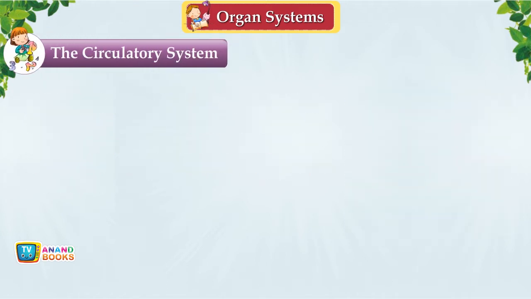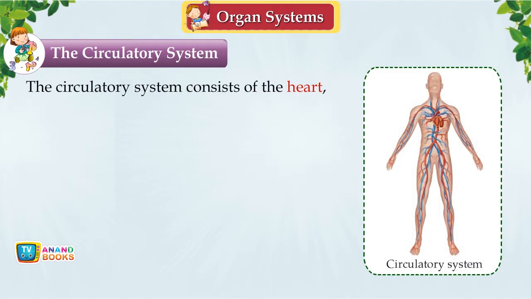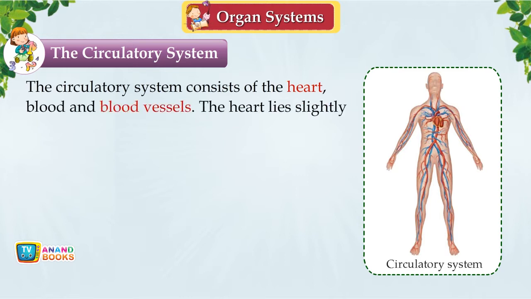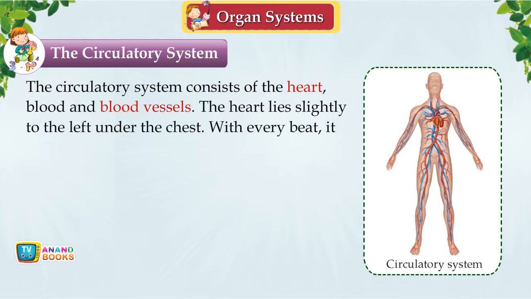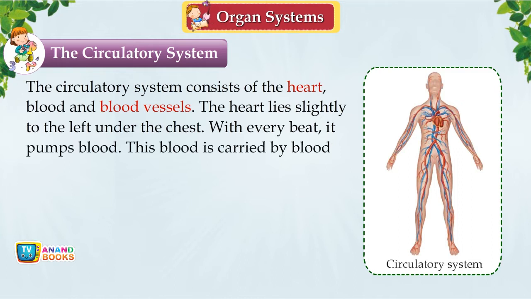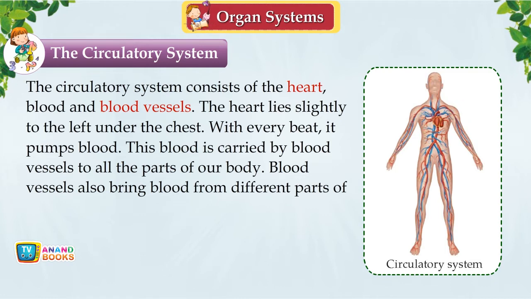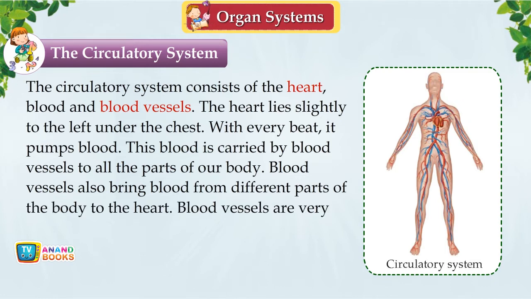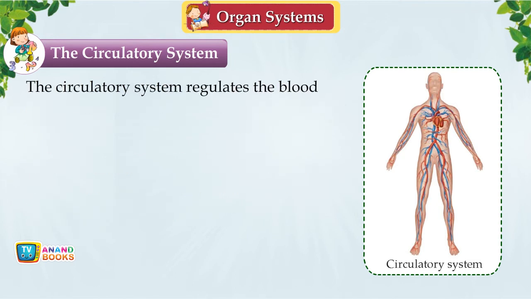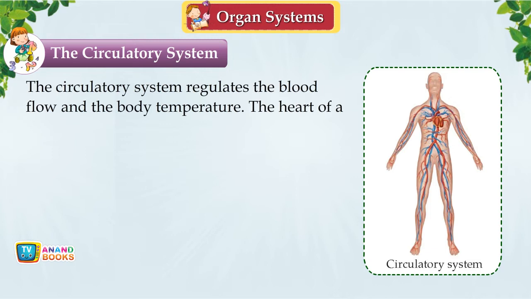The circulatory system. The circulatory system consists of the heart, blood, and blood vessels. The heart lies slightly to the left under the chest. With every beat, it pumps blood. This blood is carried by blood vessels to all the parts of our body. Blood vessels also bring blood from different parts of the body to the heart. Blood vessels are very thin tubes. The circulatory system regulates the blood flow and the body temperature. The heart of a normal person beats 72 times per minute.